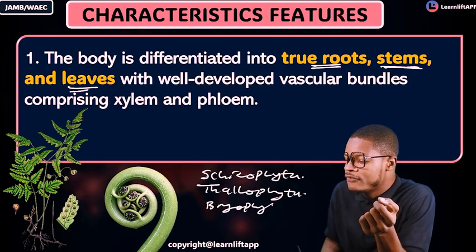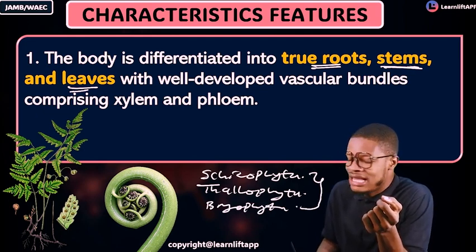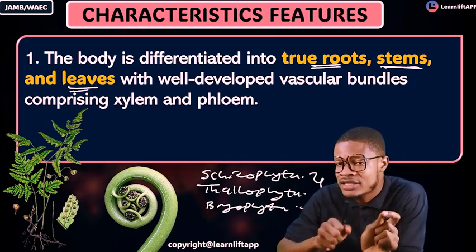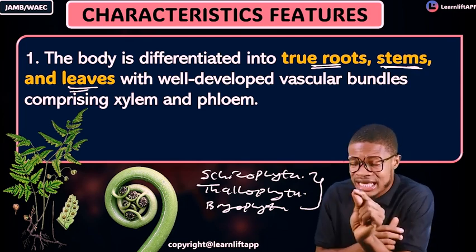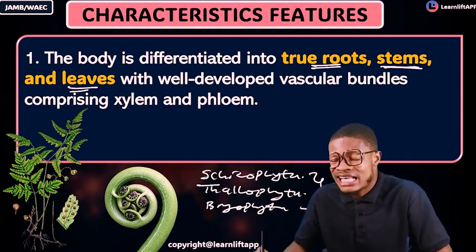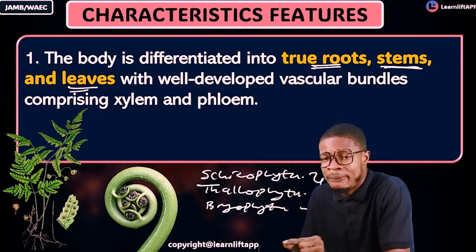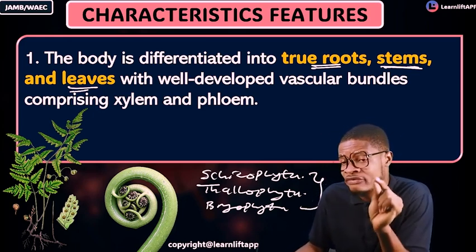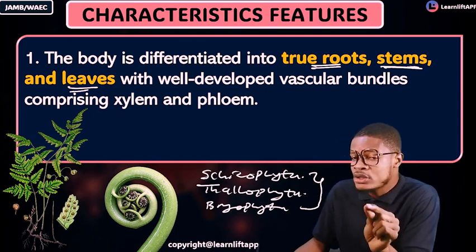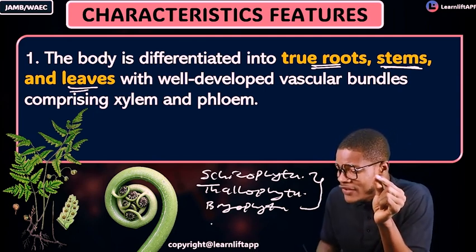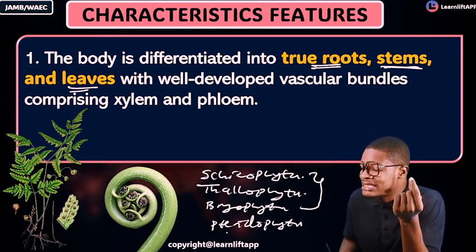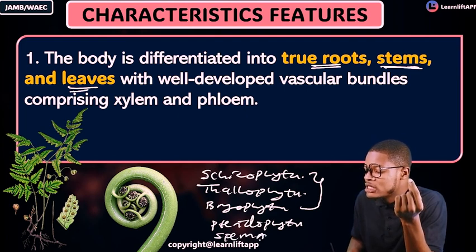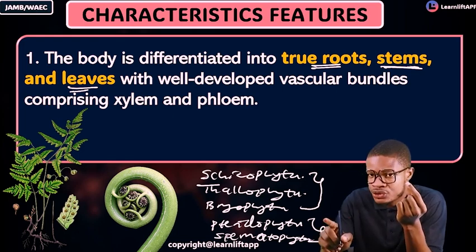Then we also have your bryophyta. All these three of them lack vascular bundles. They are non-vascular plants. That's the 3 of them. But here you see your pteridophytes, as well as the spermatophytes. These 2 of them have vascular bundles.